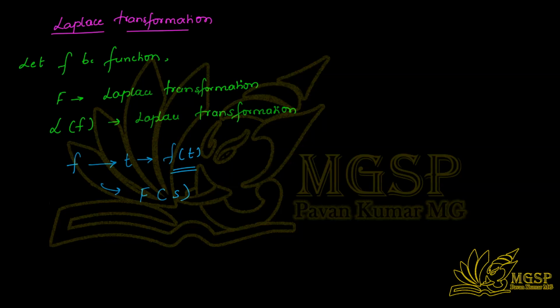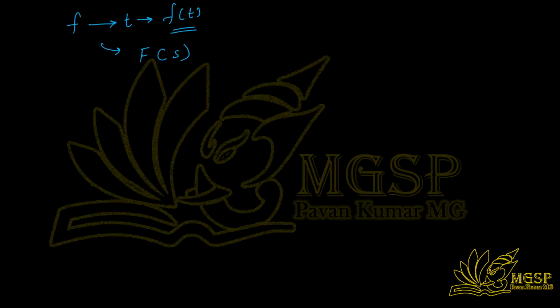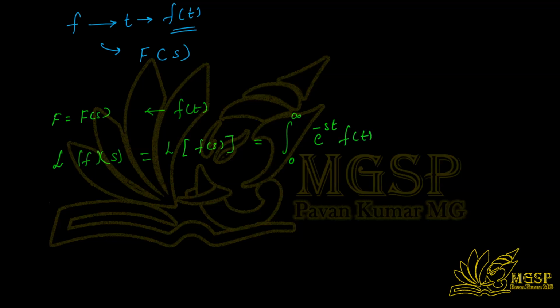Now let's go for the formula. What is the formula that the Laplace transform has? F of s is a function which is obtained from f of t. So the general formula is L of f of s, or you can write it in another form, Laplace of f of s. Both can be written. This becomes the integral from 0 to infinity of e power minus st into f of t into dt. This is the formula you need to remember while solving problems related to Laplace transformation.